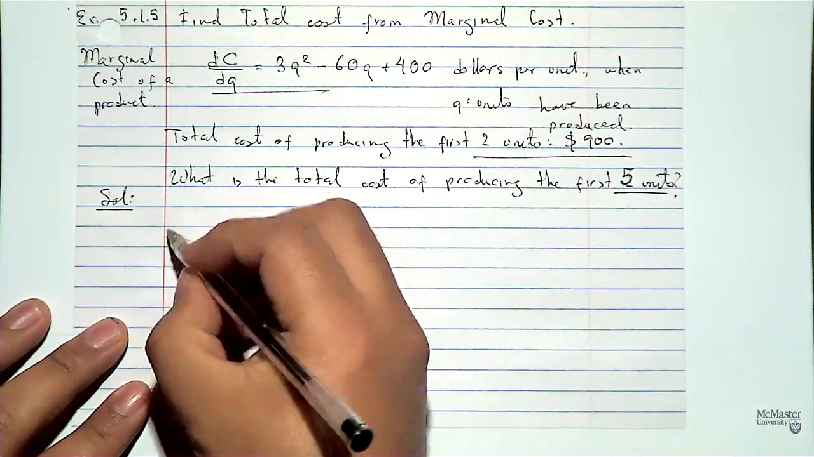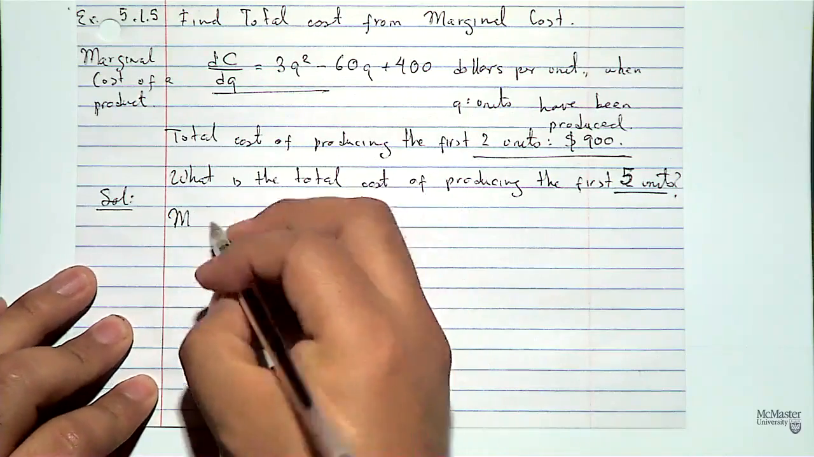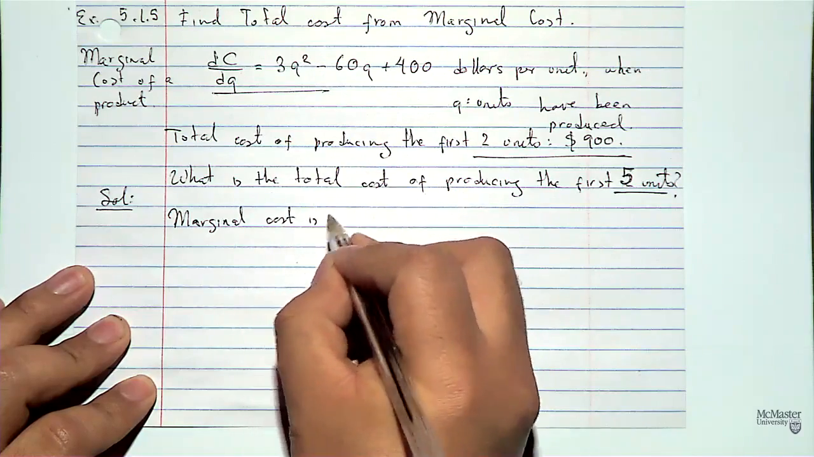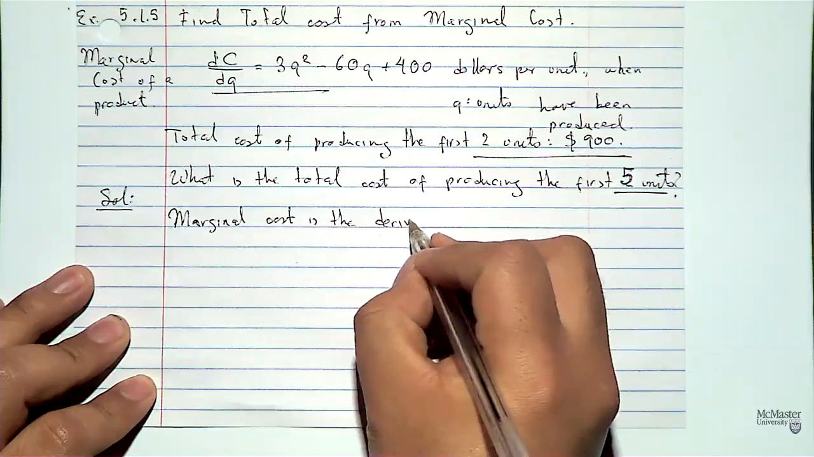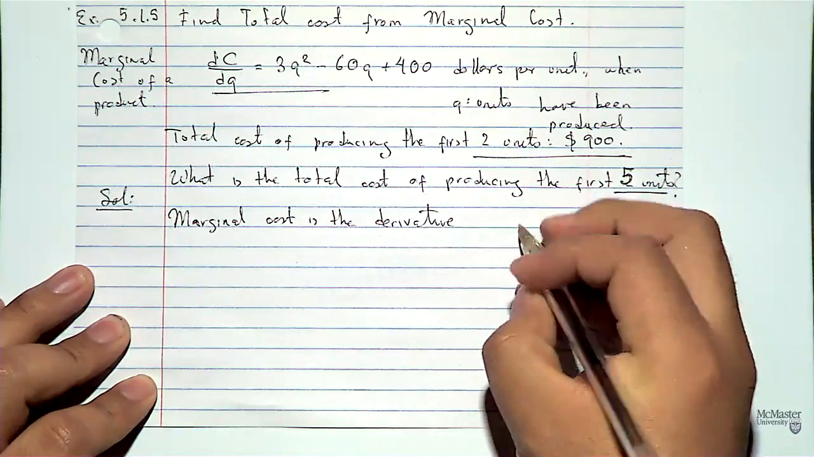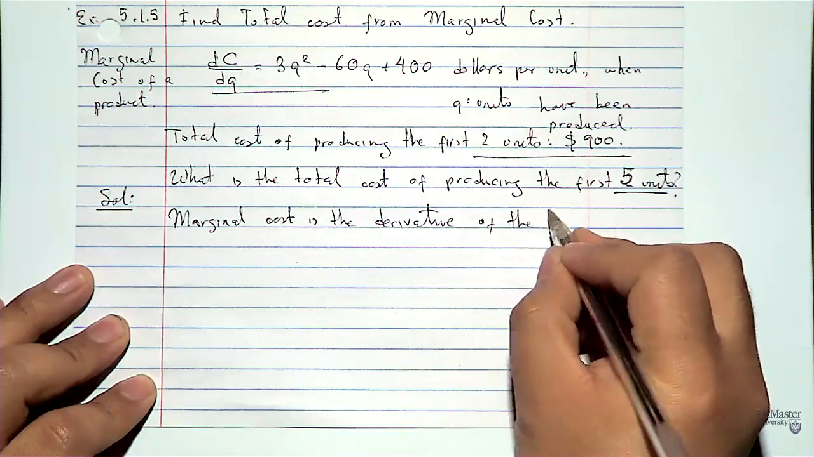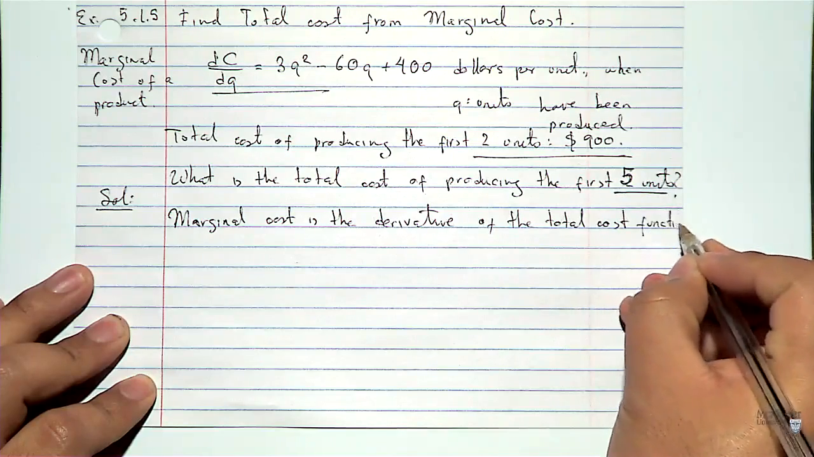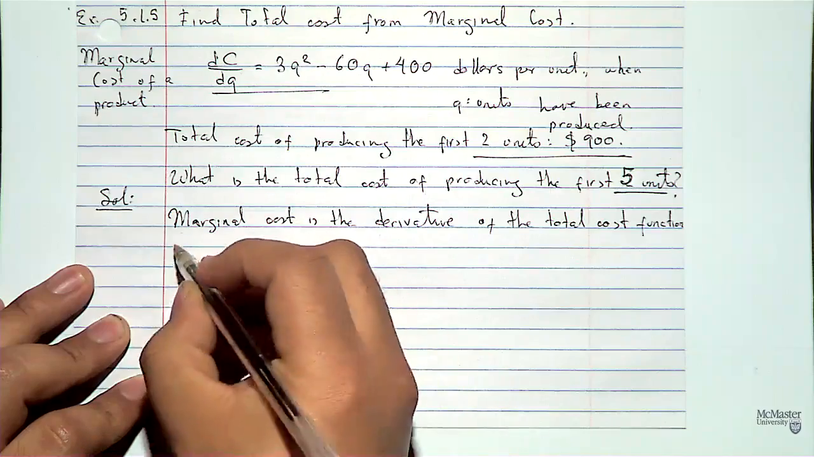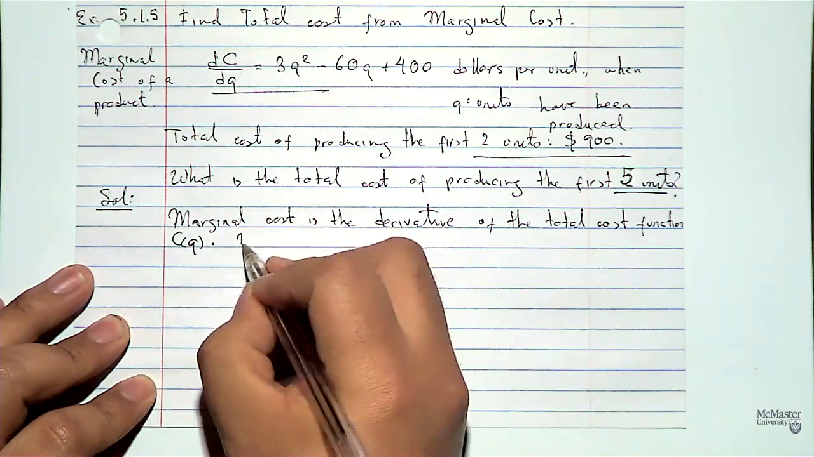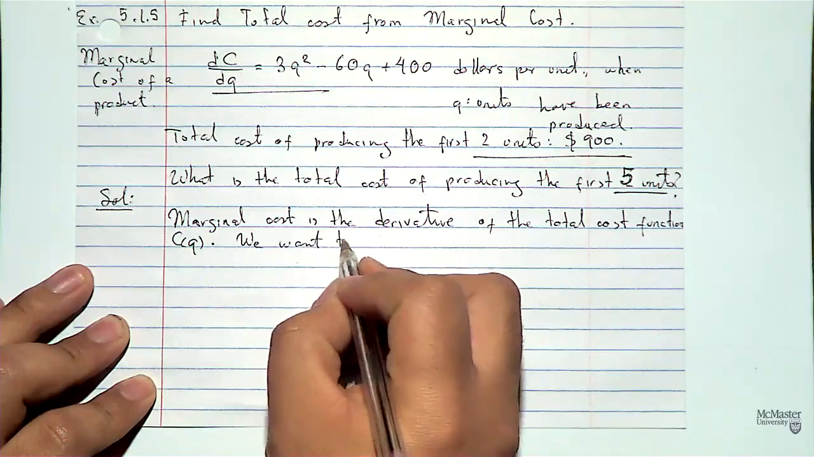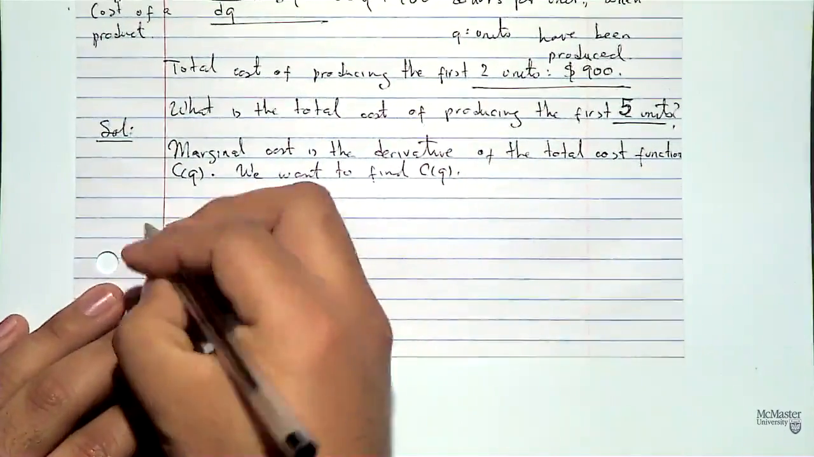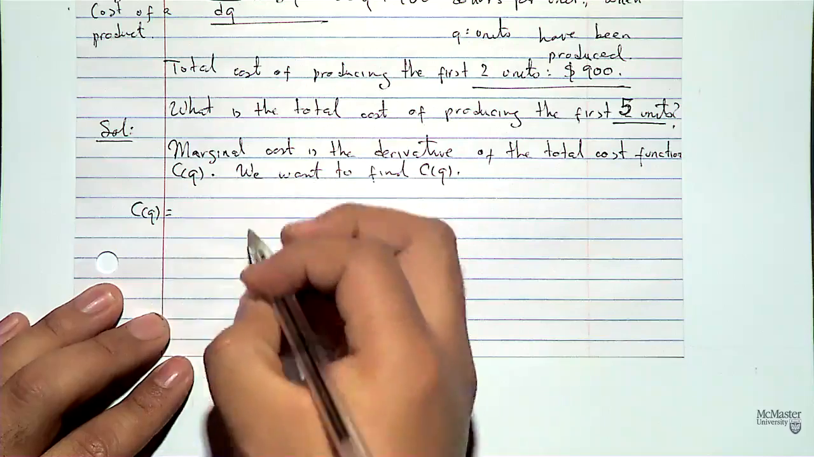So, stating the solution, the marginal cost is the derivative of the total cost function c of q, which is what we want to find. We want to find c of q. So this is obtained by integration.